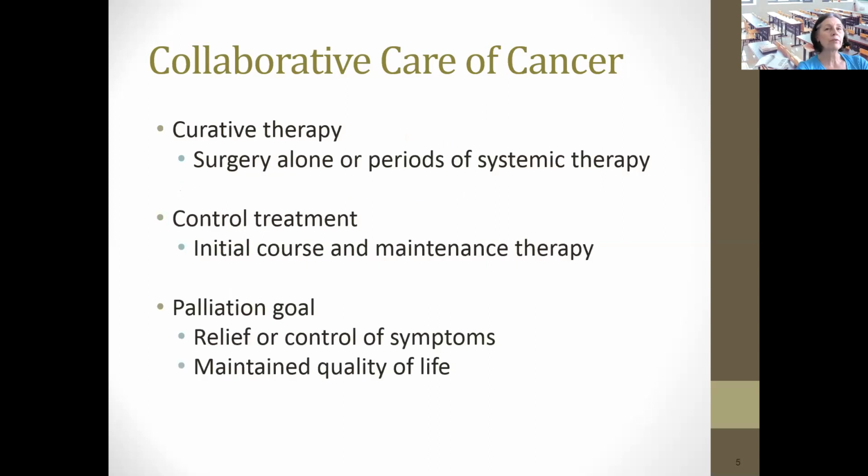So curative therapy can be just surgery, complete removal of the tumor, and that did it. More often than not, though, it involves surgery plus a follow-up therapy of some sort to make sure we got all the random small cells that we might have missed in surgery that were already in the circulatory or lymphatic system or had already started to creep into surrounding tissues. The control treatment is the initial course of chemotherapy and the maintenance therapy or radiation. And then palliation will be controlling symptoms, maintaining the best quality of life as we can for a patient with a cancer that we're unable to cure.